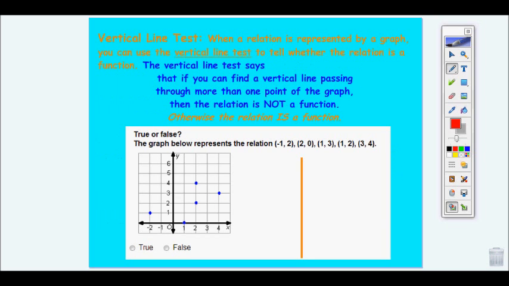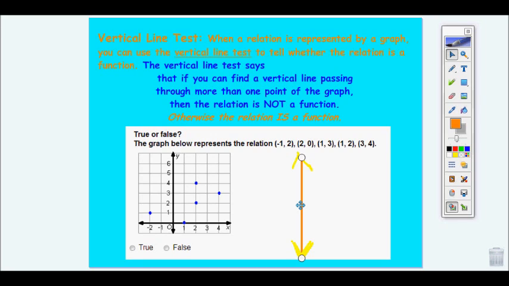Now there are some easier ways to test that. The easiest way is the vertical line test. So, vertical line, remember vertical: if you make an arrow with your fingers, it will make an arrow going up and down. So this is our vertical line test.